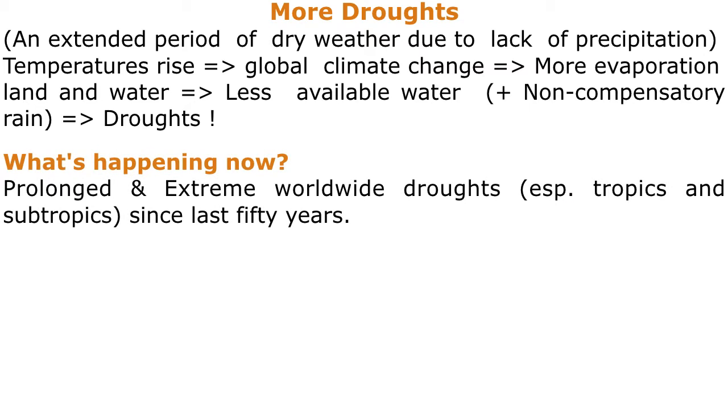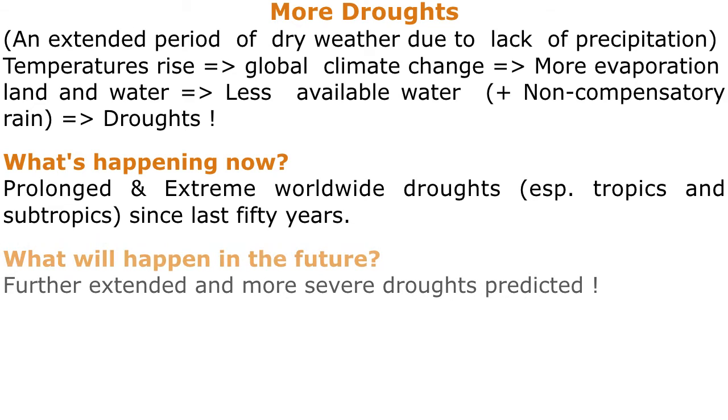What is happening now? Since the 1970s, droughts have become longer and more extreme worldwide, particularly in the tropics and subtropics. And what will happen in the future? Droughts are expected to keep getting longer and more severe. The US Southwest is particularly at risk for increasing droughts.